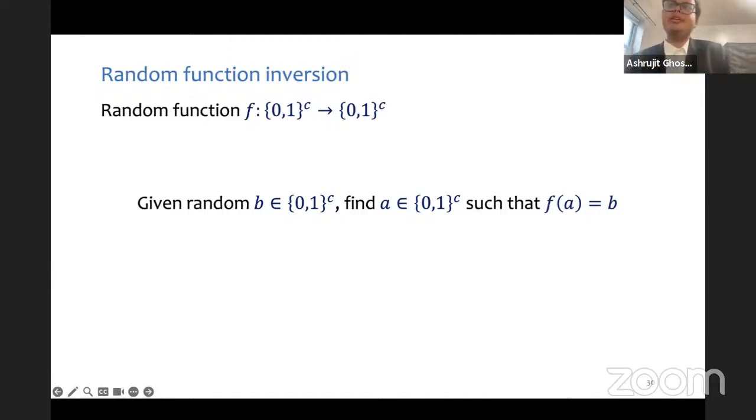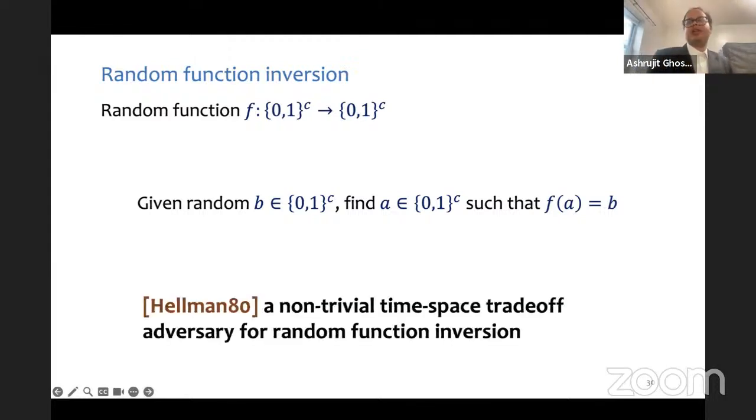Again, one can consider this problem in the context of time-space trade-off adversaries, where the preprocessing phase gets unbounded access to f and computes some advice, and the online phase gets the advice along with the input b. A seminal work by Martin Hellman formally studied function inversion in this context and gave a non-trivial time-space trade-off adversary for random function inversion.